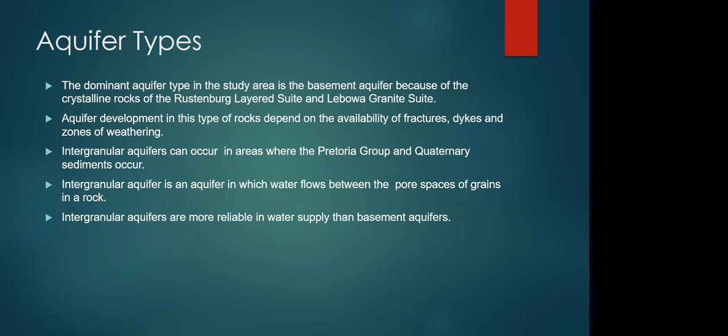We also have the intergranular aquifers, which can occur in areas where there are rocks of the Pretoria Group, and also where there are Quaternary sediments. Intergranular aquifers are aquifers in which the groundwater can move through the pore spaces of the rocks. Such rocks include sandstones, which have high porosity and permeability. Intergranular aquifers are the most reliable in terms of water supply because of their porosity and permeability, unlike basement aquifers, which depend on the availability of fractures and dikes, which are not usually consistent in an area.